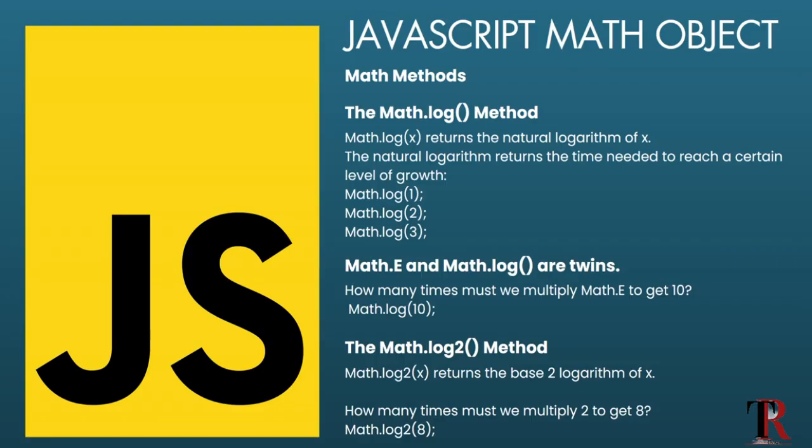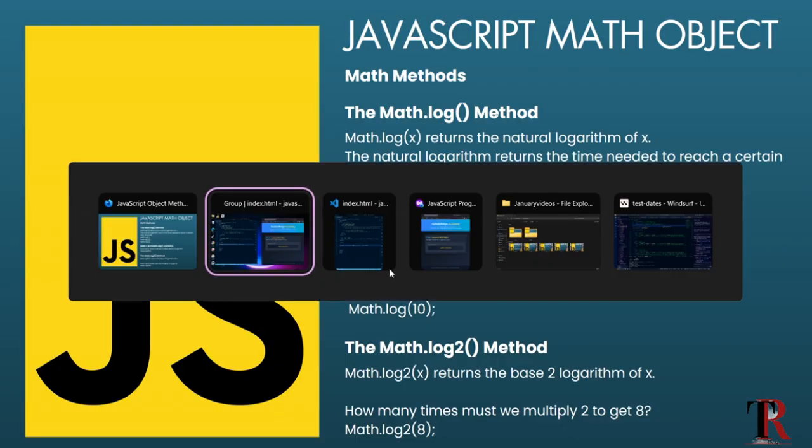Let's move on. The math.e and math.log are tools. So this log is just a shorthand for logarithm. Now, what is math.e? How many times must we multiply math.e to get 10? So if we want to get this, we need to multiply it by some numbers in order to get the value. So it's just like passing another data or parameter into our logarithm method in order to get our math.e.